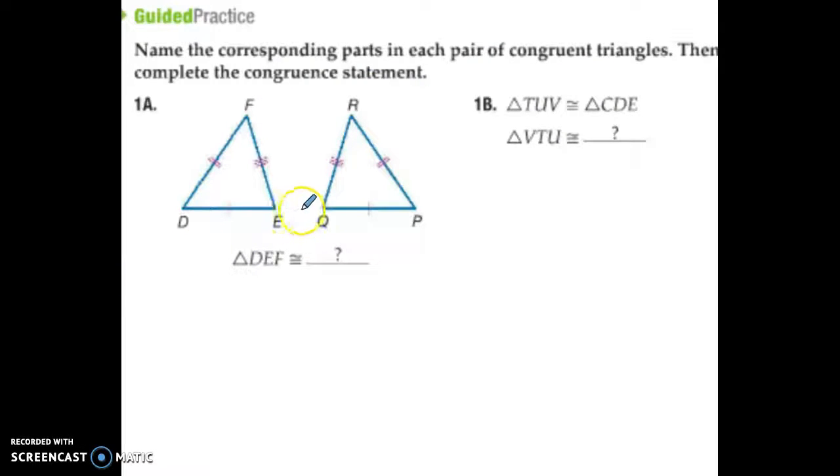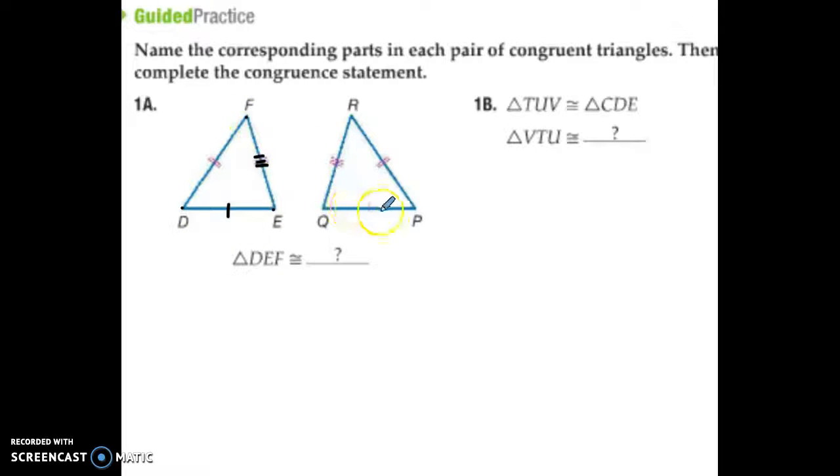Here's another quick example, DEF. This one's a good one to go over just because there's no angles marked. But if I look, DEF. So DE has one dash right here and goes up. So D to E and then up to F. That has three dashes. So we have to follow that same pattern. We have to go from the one dash up to the three dash.